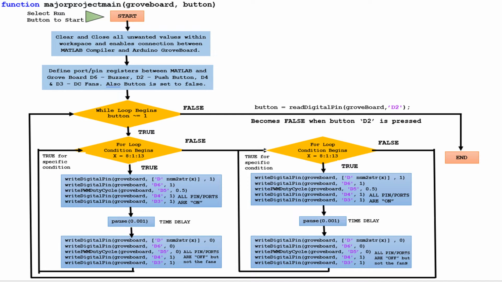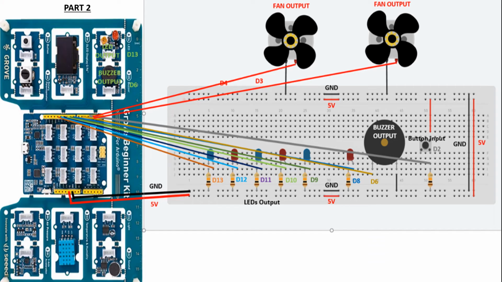Now we define the remaining port pin registers D3 to D6 to be on for a specific time frame of 0.01 seconds, and then all port pin registers turn off. As the condition of the while loop will hold true, the for loop will allow the technical widget to continuously flash LEDs back and forth with fans and buzzers running until the push button is pressed to turn off the technical widget completely. This is a process in which we show the wiring of all the circuit elements connected from the Arduino Grove Board to the breadboard.